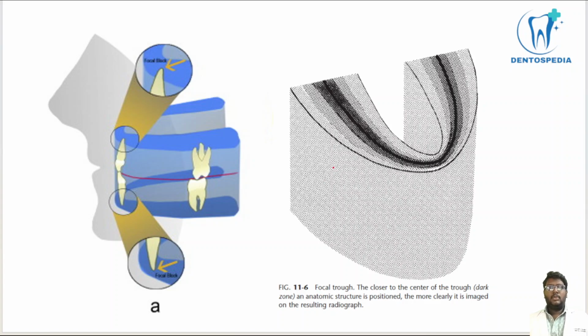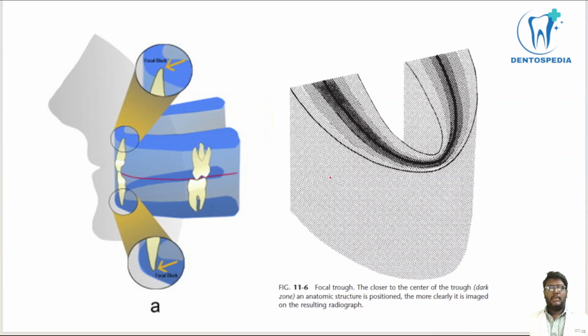Only those structures which are present in this zone are able to get their place in the final radiographic image. And those structures which are not present in the focal trough don't get their position in the final image. So if these out of zone structures are present in the film, they might be either distorted in shape or size, or magnified, so they don't appear clearly.